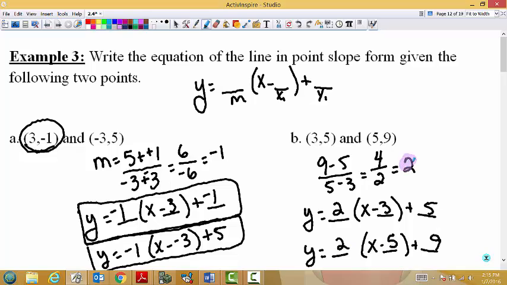And my 2 came from here. And the first one I chose the 3, 5. The second one I chose the 5, 9. Both answers are fine. It does not matter.